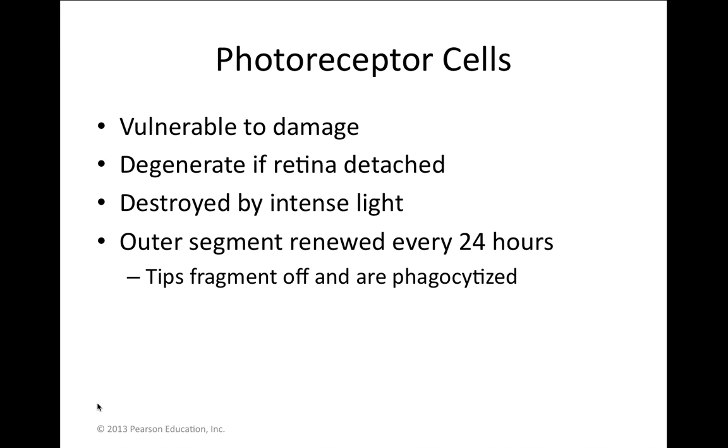The outer segment is renewed every 24 hours, so you're constantly replacing your rods and cones so that you don't have destroyed or damaged rods and cones that are giving improper vision. So the tips will fragment off and then become phagocytized, so that the damaged parts are removed and replaced.